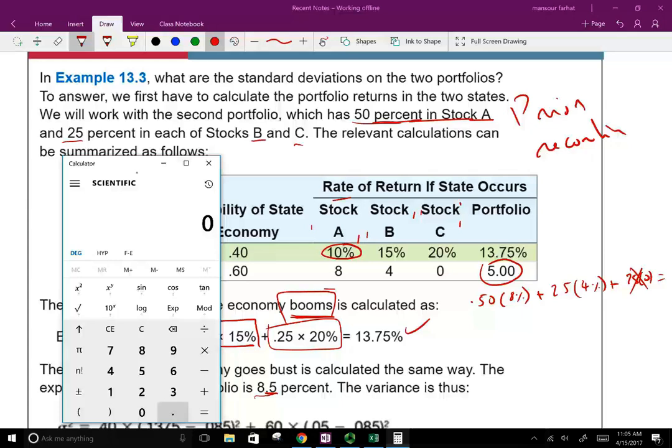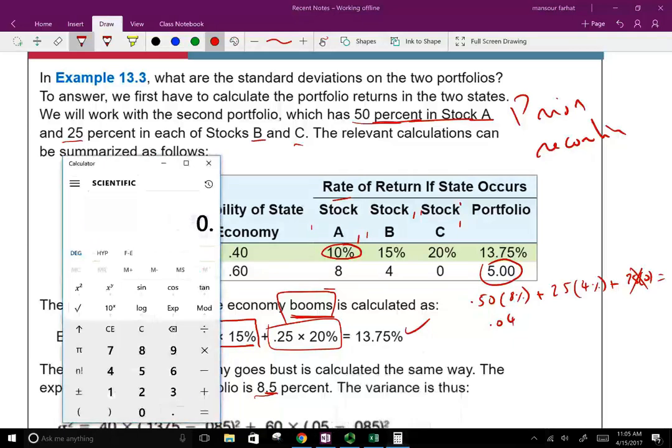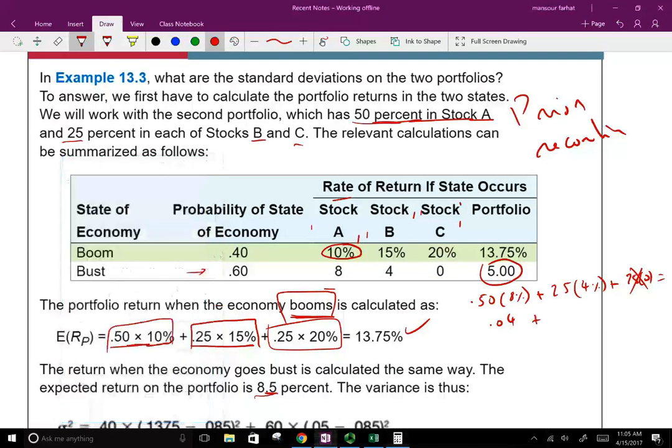We're going to take 0.5 times 0.08, which is going to give us 0.04 or 4%. And obviously 0.25 times 4% is 0.01, which is 1%. So this is the expected return. This is how we came up with the 5. The expected return of the portfolio in case of a bust.